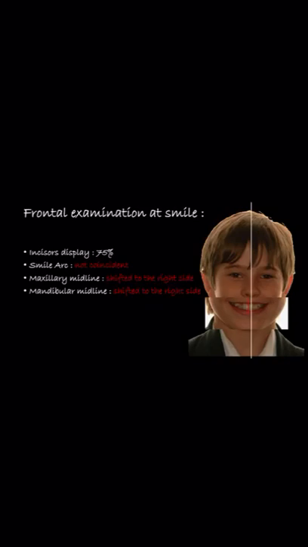Then frontal examination at smile. We can see the incisal display. It is 75% in this case according to the golden proportion of maxillary incisal teeth, and the smile arc is not coincident because it is slightly flat. We can see in the picture also that the maxillary and mandibular midline is shifted to the right side.